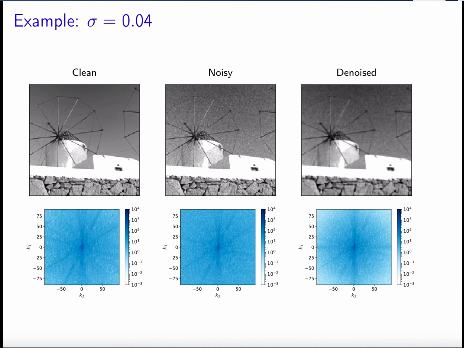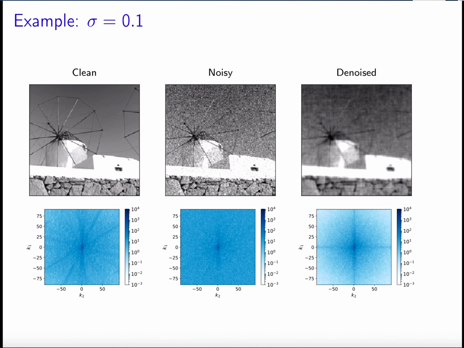Okay, you can see this here. You have the clean image, the noisy image, and the denoised image, and the corresponding DFTs. It's interesting how you can see that because of these lines that we have here, you can actually see them in the 2D DFT. When we have higher noise, again, we kill the noise by killing the high frequencies, but the problem is that we over smooth the image. So this is the main problem with Wiener filtering.